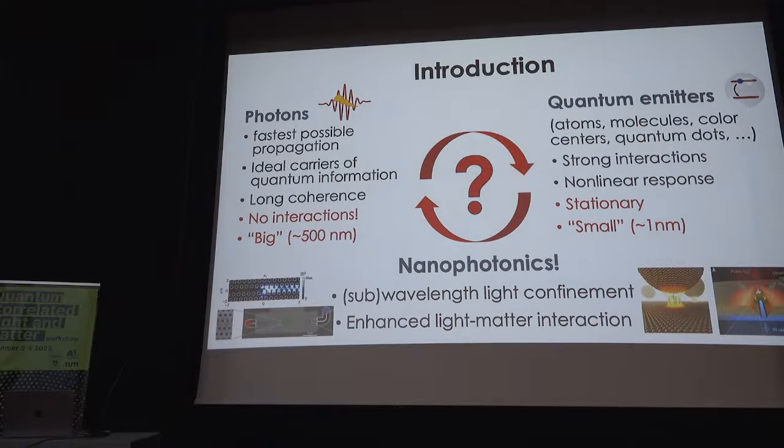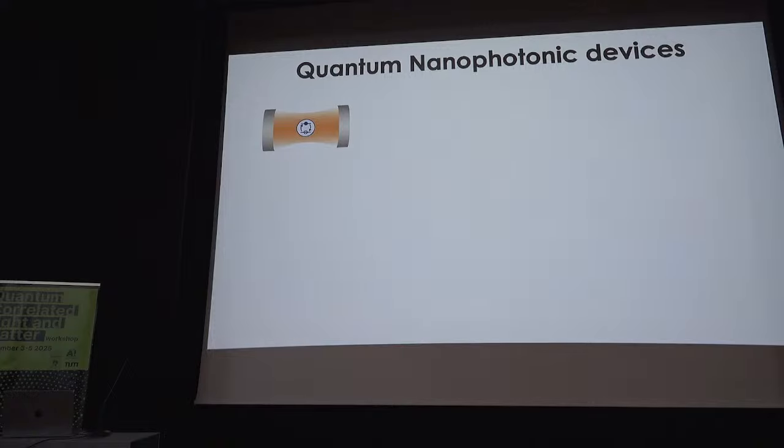And the idea is that we can use nanophotonics, with sub-wavelength light confinement, to get enhanced light-matter interaction, and tune this to get the functionalities that we want for quantum technology in general.